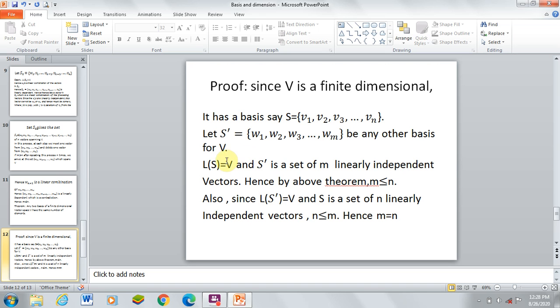Also, L of S dash equal to V, and S is a set of n linearly independent vectors, so the least value is n, and therefore n less than or equal to m. Here m less than or equal to n and n less than or equal to m, hence from these two, m equal to n. Hence the number of elements is the same. Hence, the result.